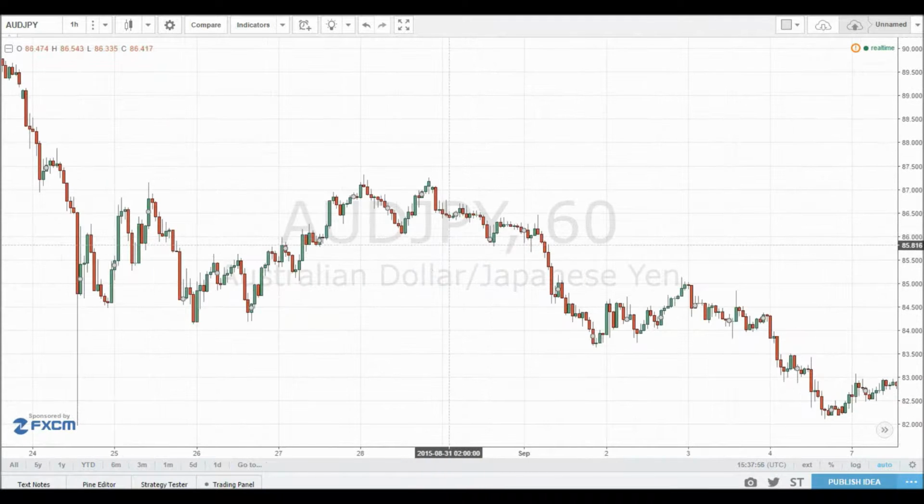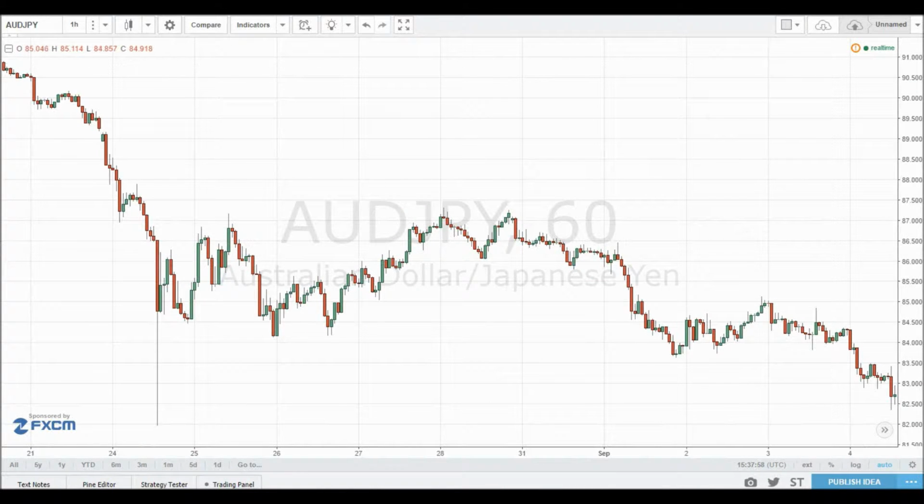There's a double top here. Price is uptrending, higher highs, higher lows, go for a push, pull back, push, and we fail and start moving lower.